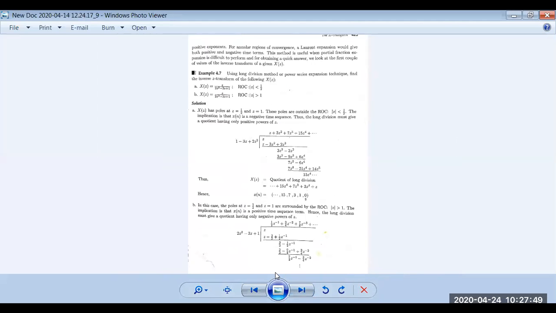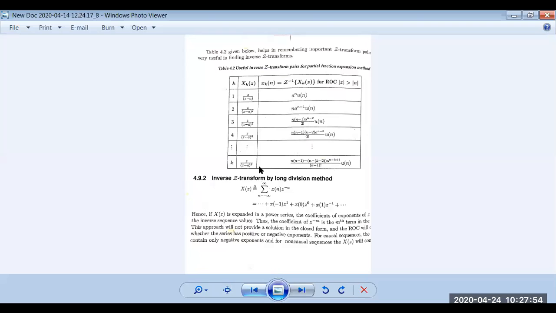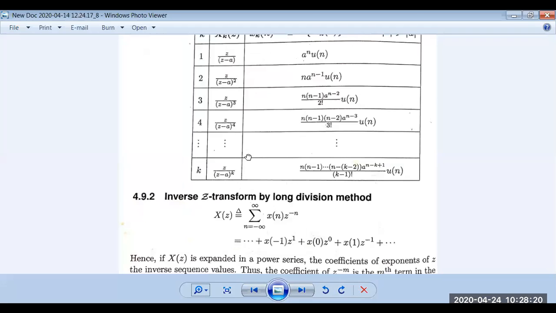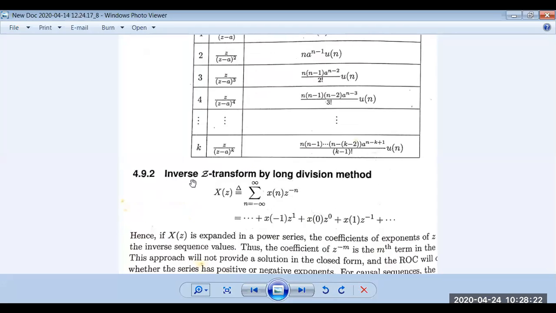Everybody note, what we're going to do now is inverse Z transform by long division method. It's quite simple. This is an extract from Ganesh Rao's textbook. I hope everybody is able to see this. So what we're looking at is the inverse Z transform by long division.